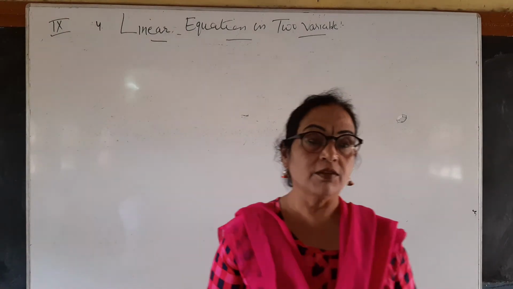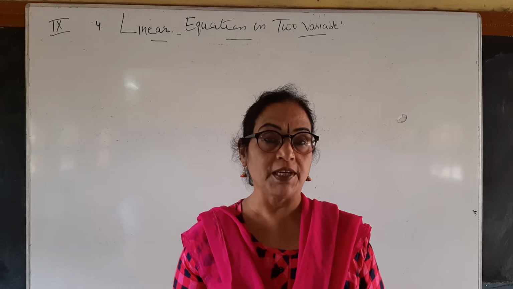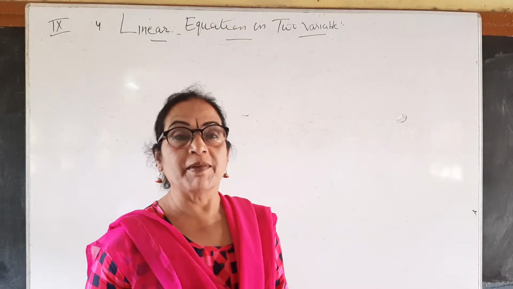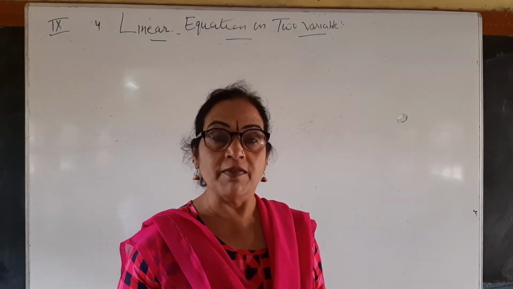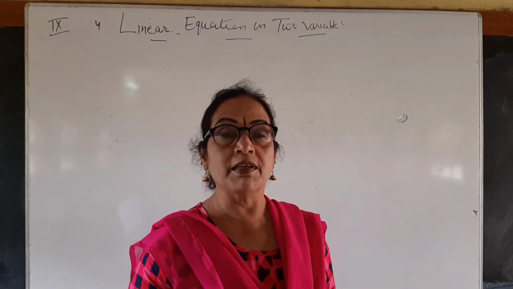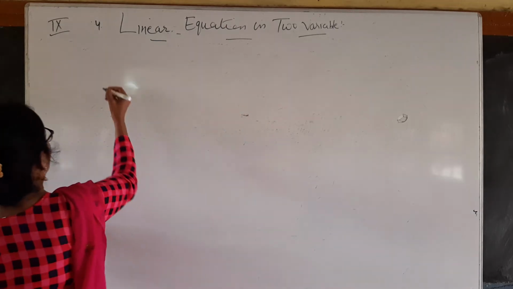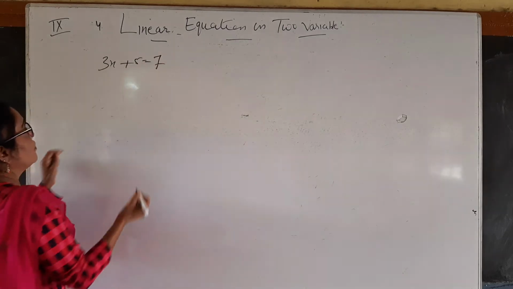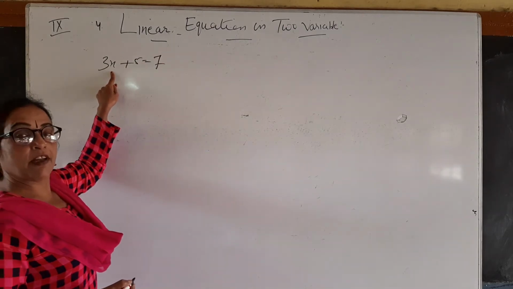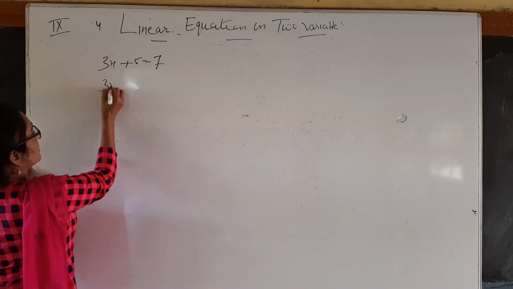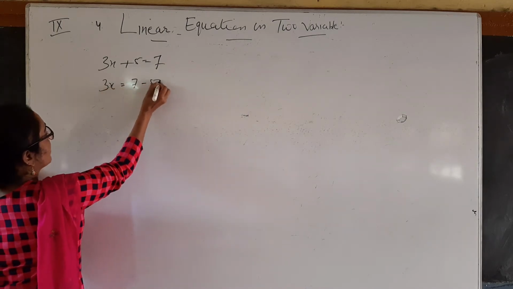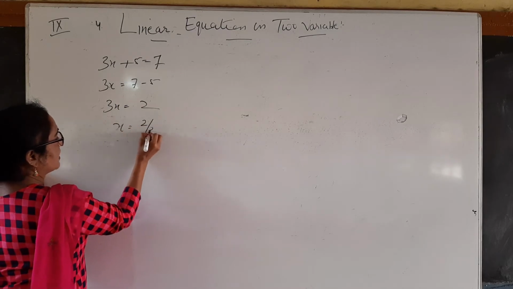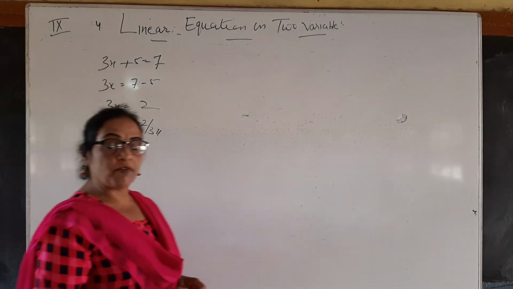Good morning, students. Today I am going to start the fourth chapter, that is linear equations in two variables. Last year you did linear equations in one variable, meaning an equation is given like this. Suppose it is given 3x plus 5 equal to 7. The variable is x, and we have to find the value of x. So how will we solve this? 3x equal to 7 minus 5, 3x equal to 2, or x equal to 2 by 3. In this way we solve it.